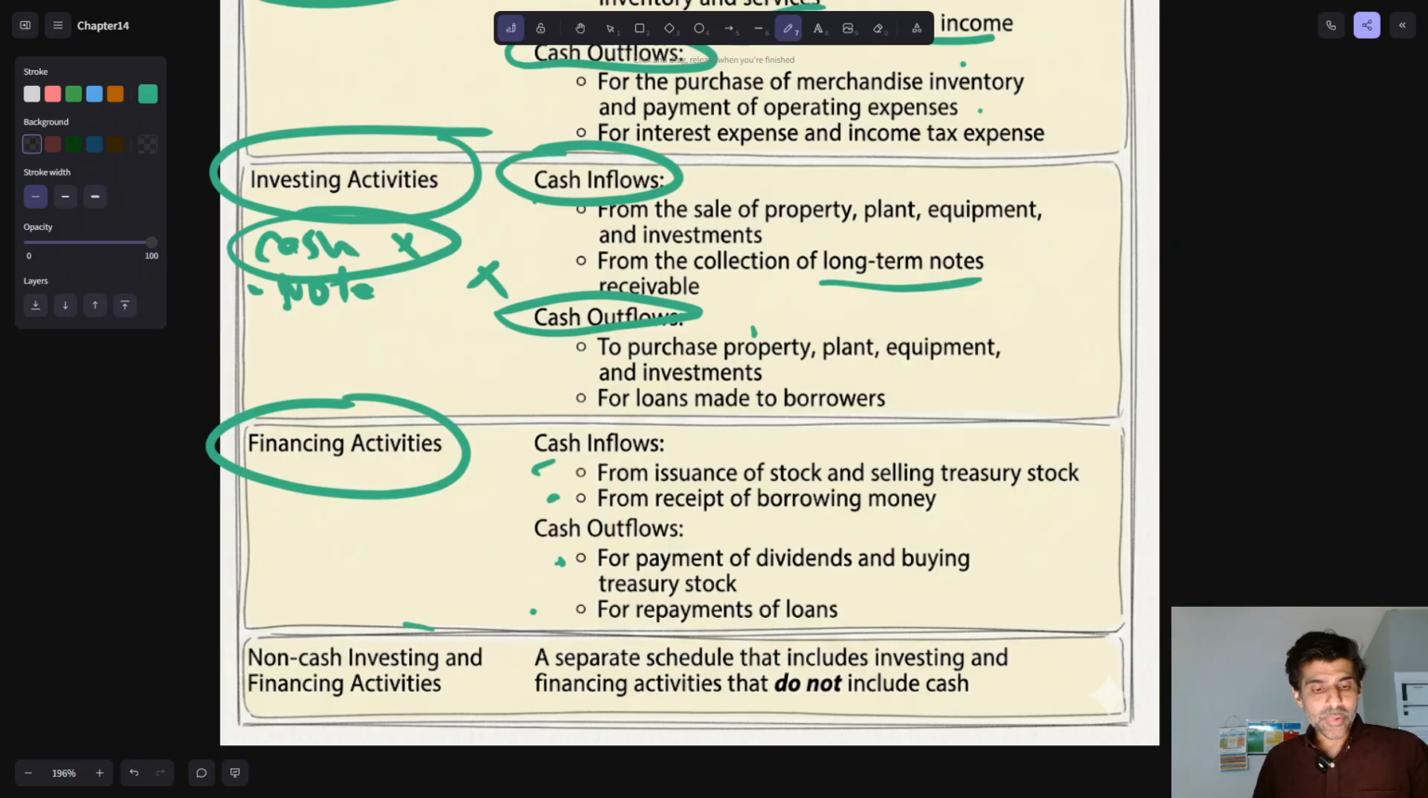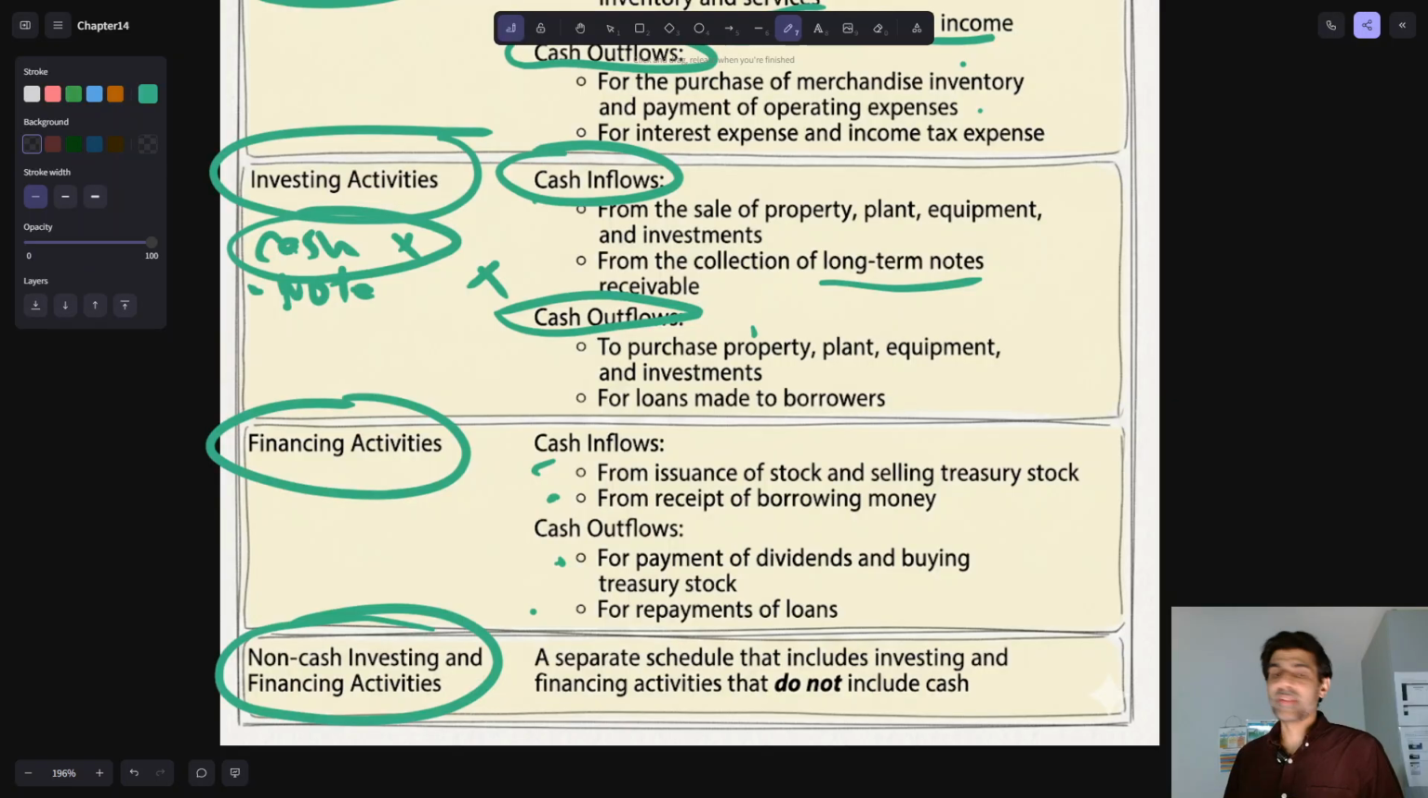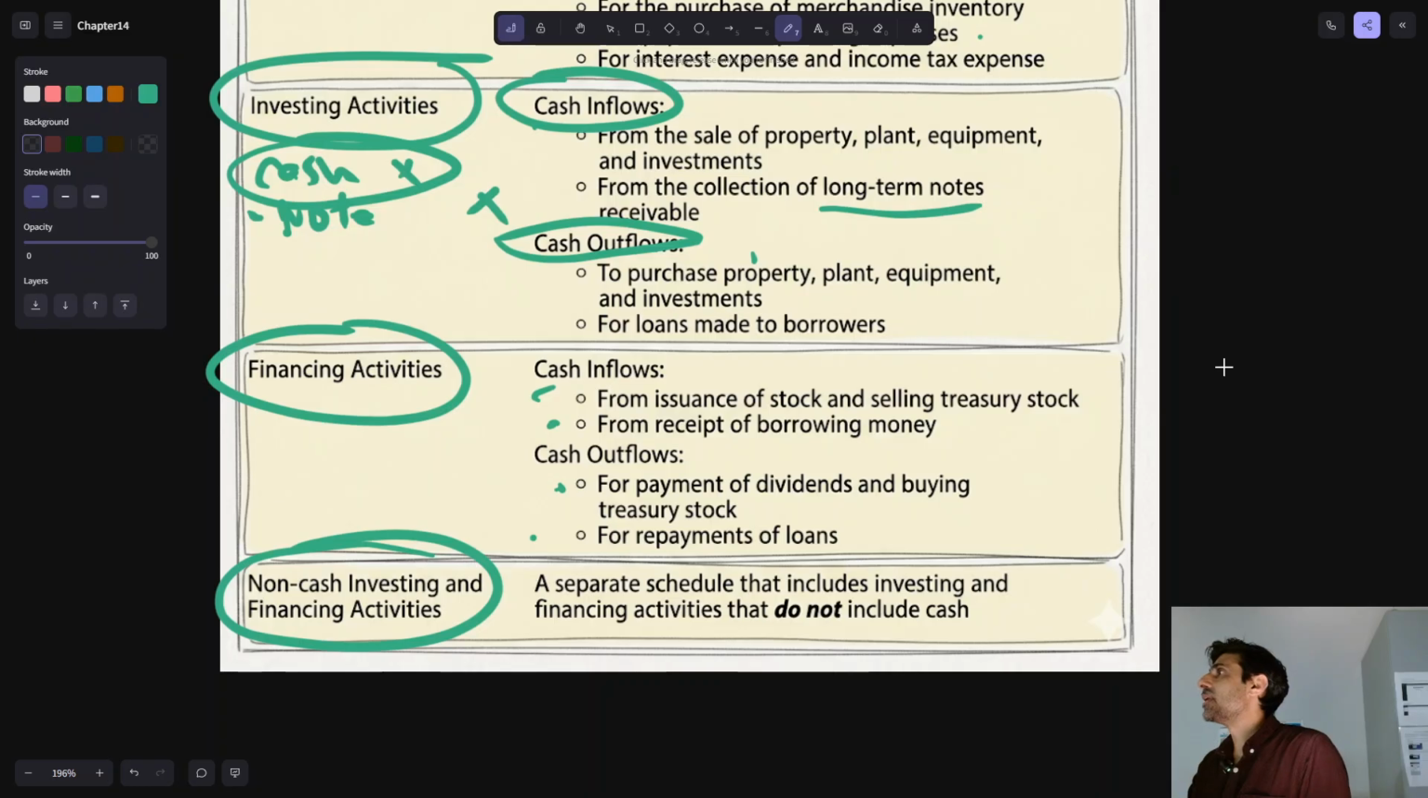And then you can also have a bunch of ways that you're doing this stuff, investing and financing, that does not include cash. What's an example of this? Where let's say you're buying some investment, but you didn't necessarily use cash to do it.